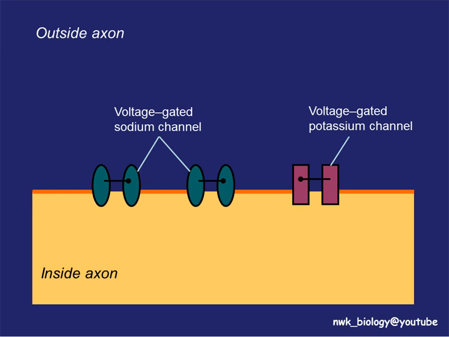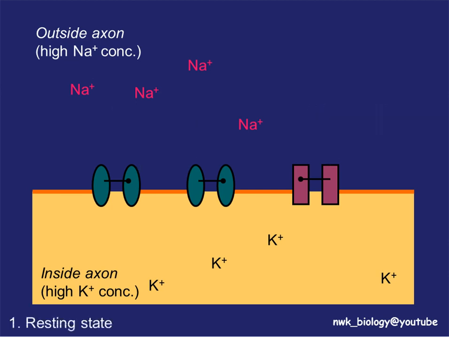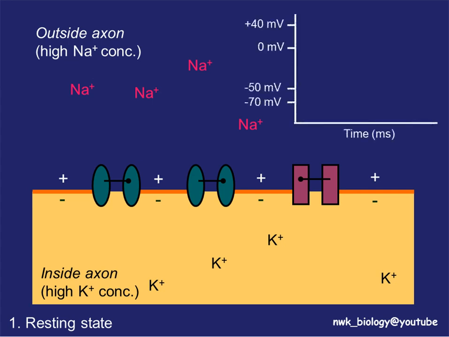In the resting stage, when the neuron does not receive any stimulus, both voltage-gated sodium and potassium channels remain closed. Inside the axon, there is a high concentration of potassium ions, while outside the axon, there is a high concentration of sodium ions. When the neuron does not receive any stimulus, the neuron remains at its resting stage. At this point, the inside of the axon is negative, outside is positive, just like a normal body cell. The axon membrane has a membrane potential reading of negative 70 millivolts.